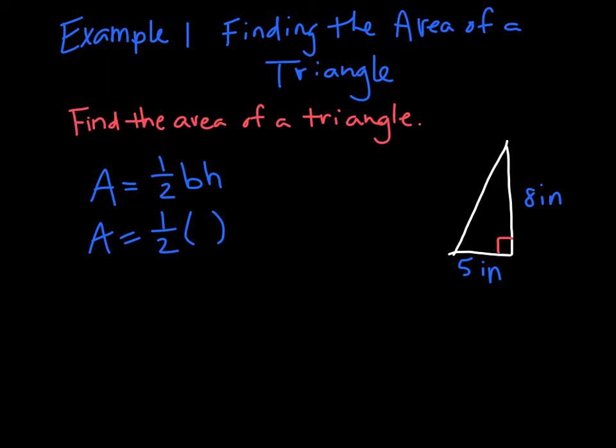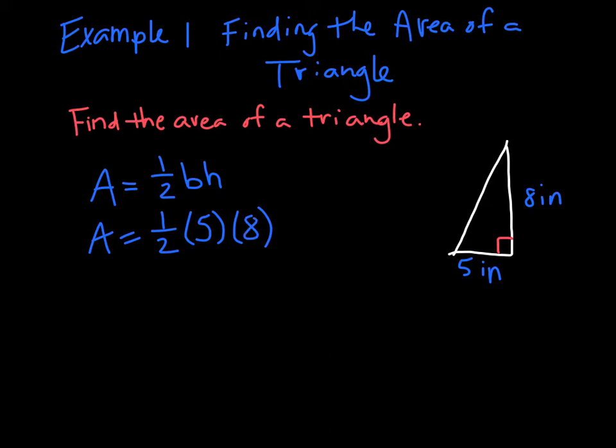Now, what if you were like, I'm so confused, I don't know which one's my height, which one's my base? If you were given two numbers, would it really matter? No, you're actually right, it doesn't matter because it's multiplication. So our base in this one happens to be 5, so it's our 5 inches, times our height, which happens to be 8.